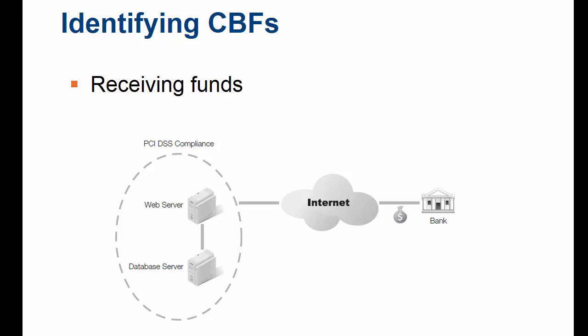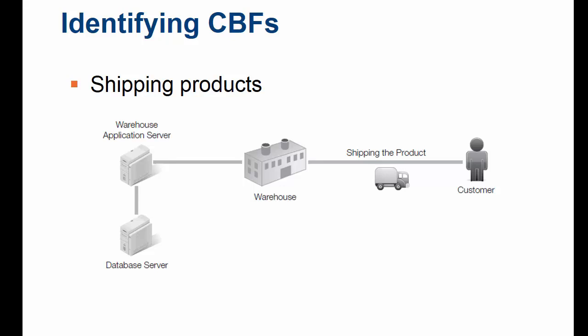So let's talk about the critical business functions of shipping your product. As you can see, here's the customer, there's the shipping of the product, and there's the warehouse where it's located, the warehouse application server, the database server. It's sort of the same scenario as when you're purchasing something. So let's talk about the critical functions of shipping the product.